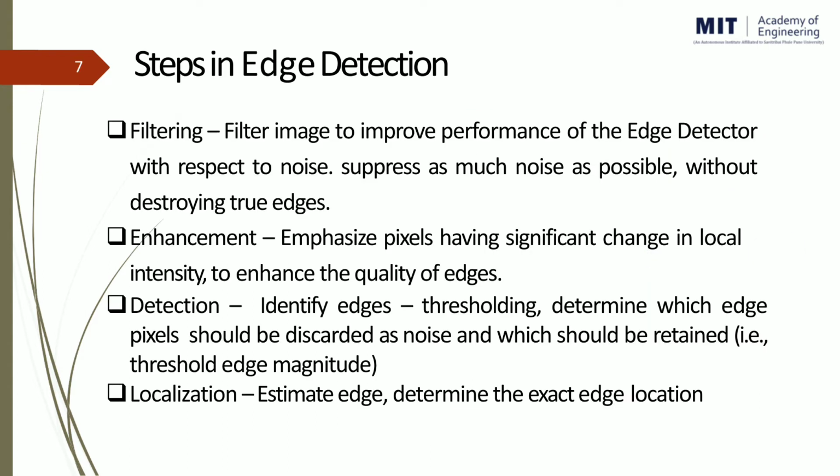Steps in edge detection. First one is filtering. Filter images to improve performance of the edge detector with respect to noise, suppressing as much noise as possible without destroying true edges. Enhancement: emphasize pixels having sufficient change in local intensity to enhance the quality of edges. Detection, also known as identifying edges. Thresholding: determining which edge pixels should be discarded as noise and which should be retained, that is, threshold edge magnitude. Localization: estimate the edge, determining the exact edge location.